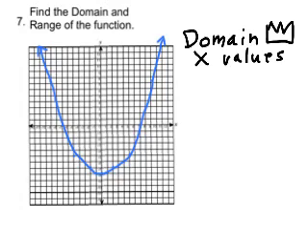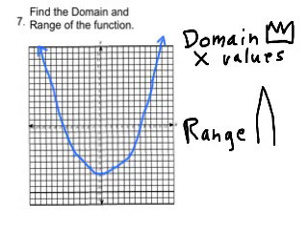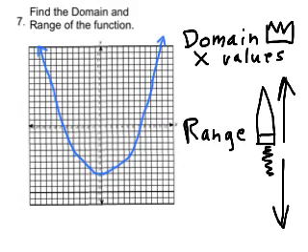And then the range, think of it as the range of a rocket. So range would be, how high is it going? Or if it crashes, I guess, if it crashes in the ocean. So the range is this way, and the domain is the values that go this way.